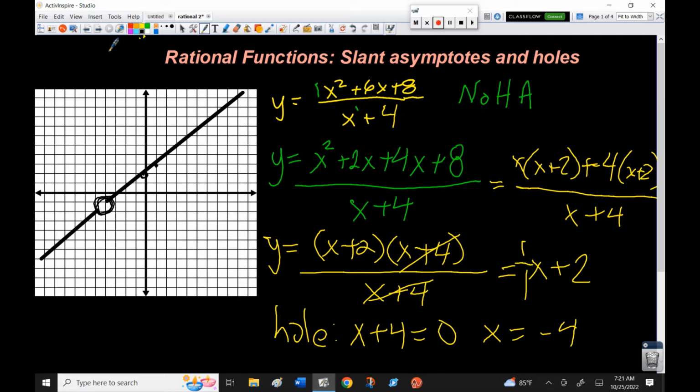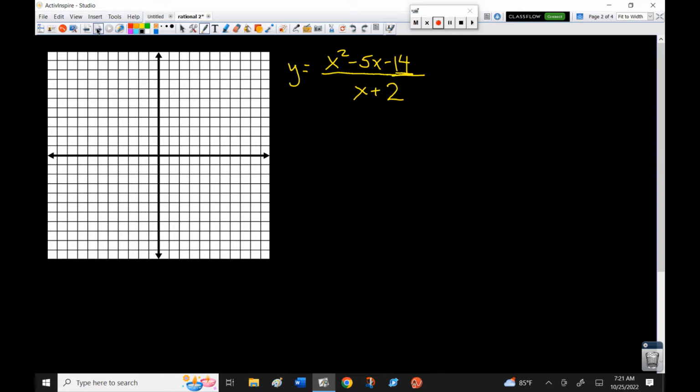Let's go look at another equation real quick. Again, feel free to rewind or pause the video if you need to. Looking at this one right here, ladies and gentlemen, we see x squared minus 5x minus 14 over x plus 2. And looking at it, I can't tell what's going on.